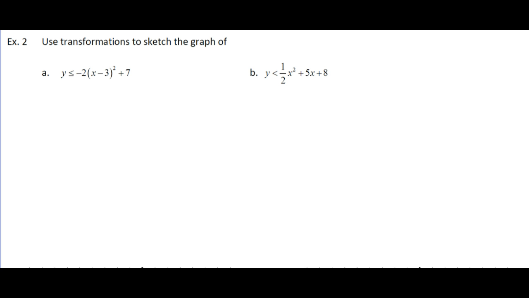Okay, so number one, we have a vertical stretch by a factor of 2 about the x-axis. What's number 2?